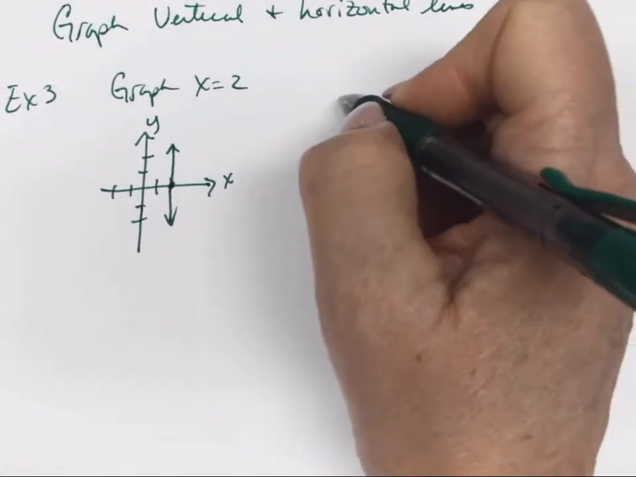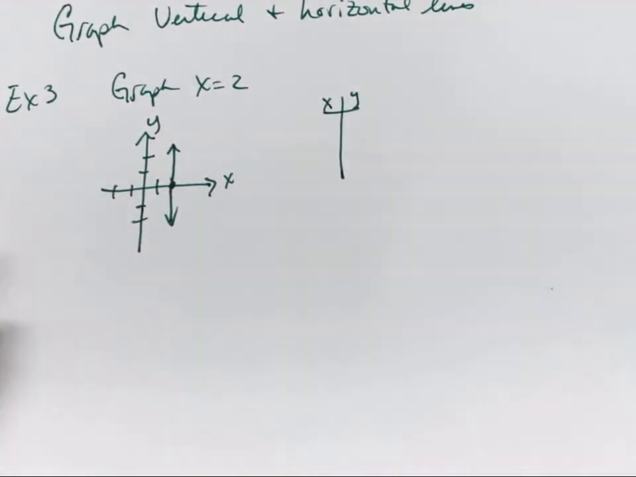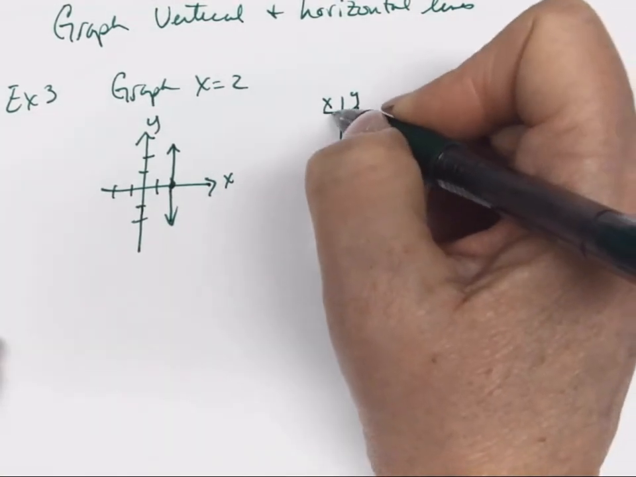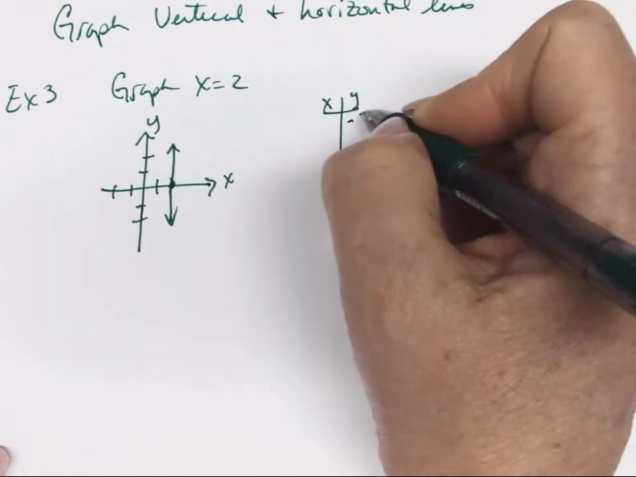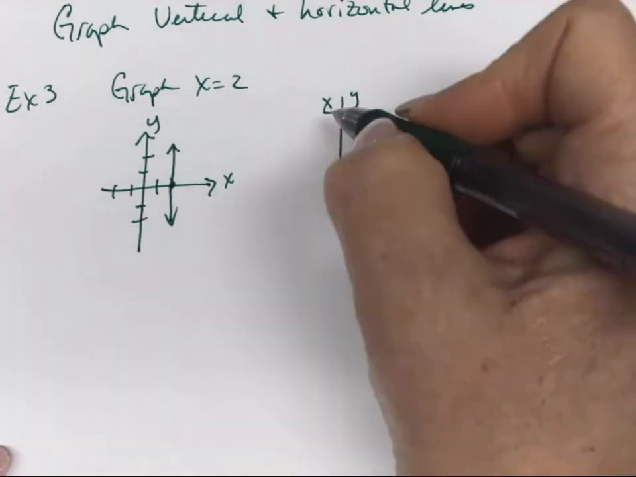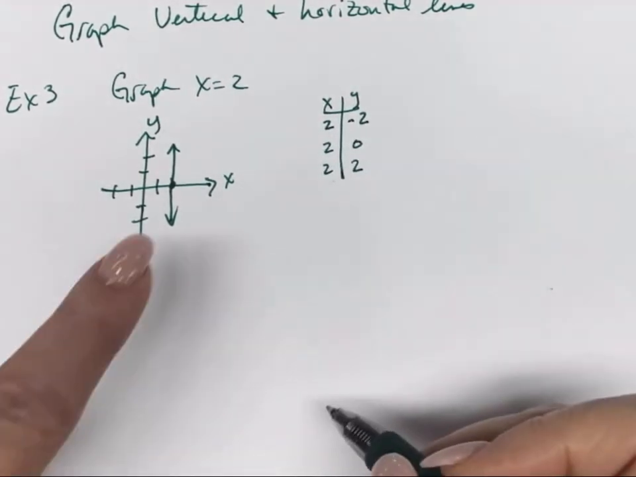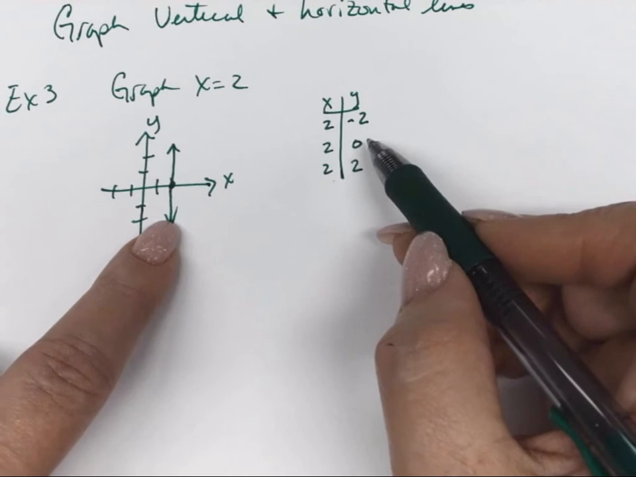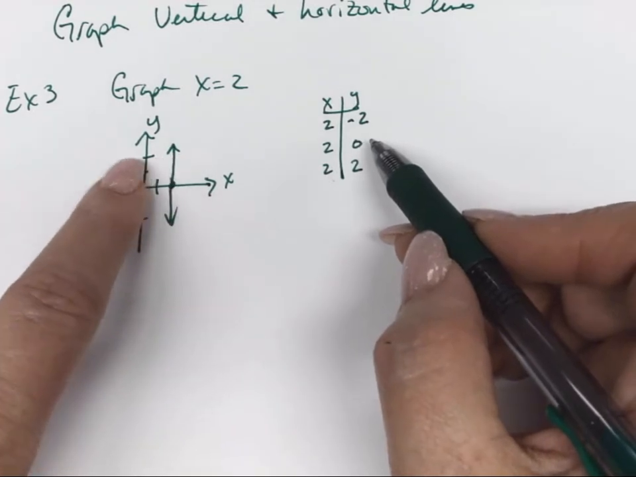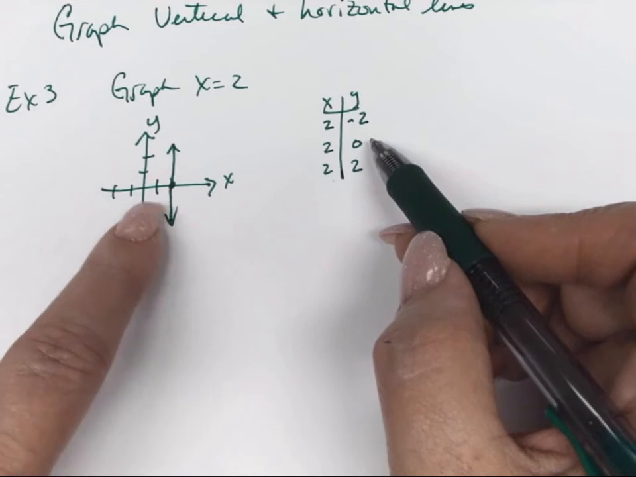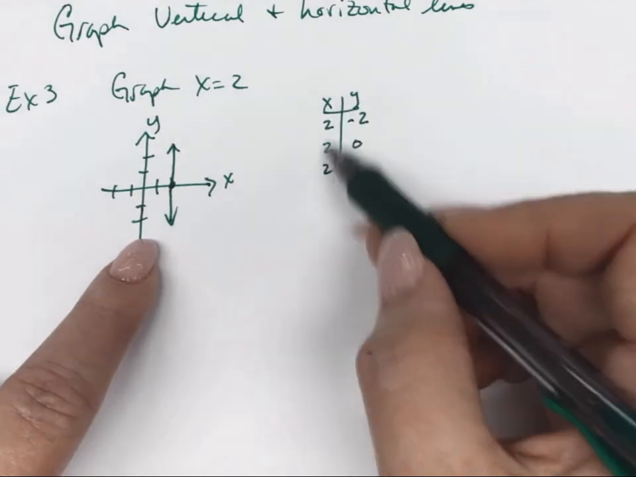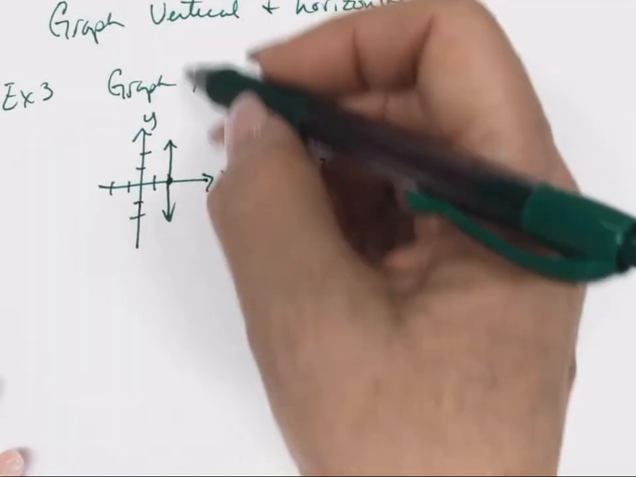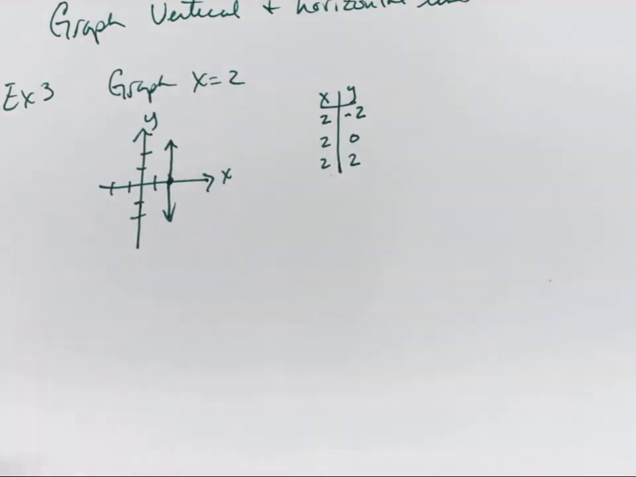To help you understand that, let's draw a t-chart for x and y. And normally we would pick values for x, but let's look at values for y. No matter what y equals, x will always be equal to 2. So it doesn't matter if y is equal to -2, y is equal to 0, or y is equal to 2, x is always going to be 2. That's what this is telling us. x equals 2, no matter what y equals. x will always be 2. So let's go look at another graph.